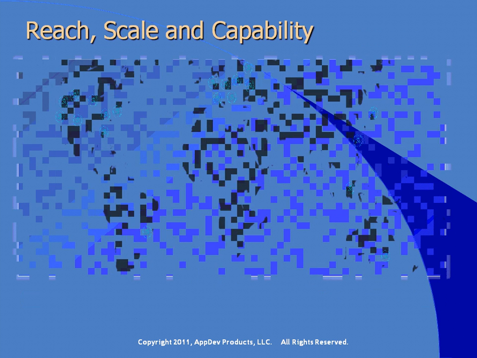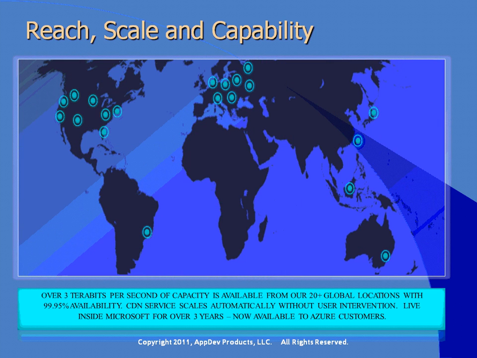So how does Microsoft do this? Their goal is reach, scale, and capability. Over 3 terabits per second of capacity is available from over 20 global locations with a 99.9% availability. It's interesting to note that the Content Delivery Network hasn't just been made available for delivering blobs. Microsoft has been using the Content Delivery Network for a long time. In fact, when you get a Windows update, it's using the Content Delivery Network.